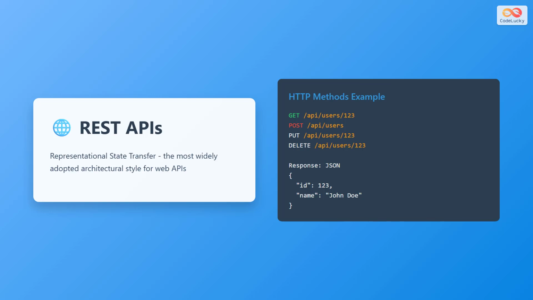First on our list is representational state transfer, or REST APIs. REST is the most widely adopted architectural style for building web APIs. It leverages standard HTTP methods like GET, POST, PUT, and DELETE to perform operations on resources. For example, to retrieve user data, you would use the GET method with a URL like /API/user/123. To create a new user, you would use the POST method with the URL /API/users. The response is commonly formatted as JSON, containing the requested data.